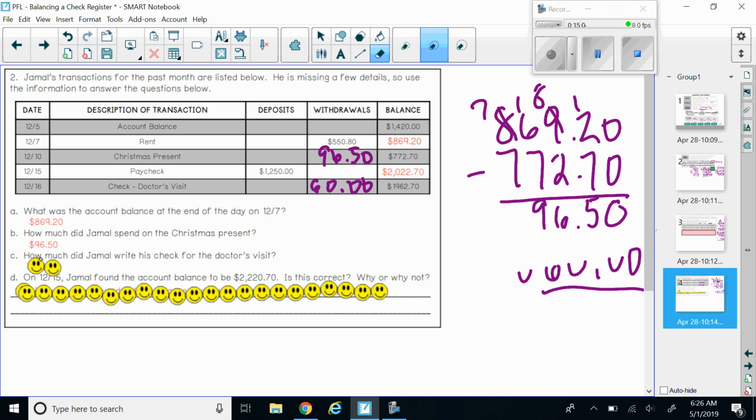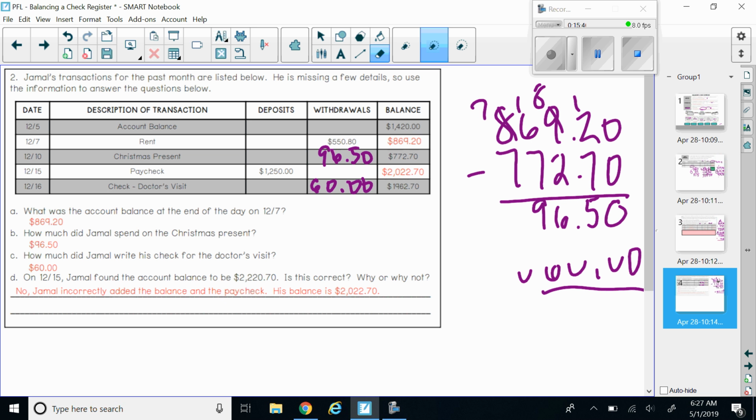How much was the doctor visit? That's the one we figured out, $60. And then it says on 12/15, Jamal found an account balance of $2,220.70. Is this correct? 12/15, Jamal found the account balance to be, no, that is not correct, because we did the math. And what should the balance be? It should be $2,022.70. This means he must have added his paycheck wrong. So this is the correct way to do this.